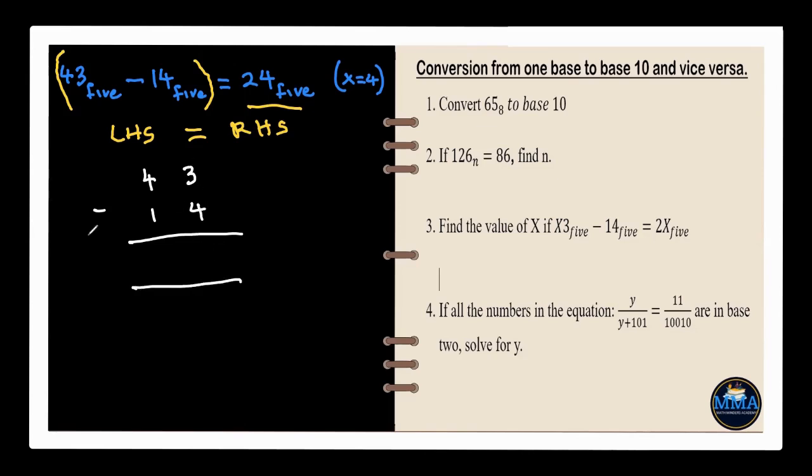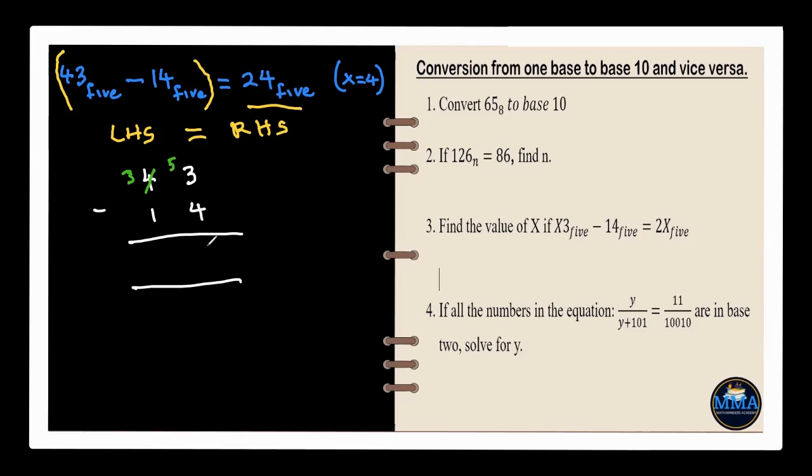3 minus 4 is not going to give us a whole number, so we'll come here and borrow 1. But because we are dealing with numbers in base 5, the one we are borrowing is going to be called 5, and we are left with 3 here. This is reduced by 1. So this 4, when we reduce it by 1, we are left with 3. And the quantity we borrow, when it comes over to this unit part, is going to be 5. So 5 plus 3 is 8.